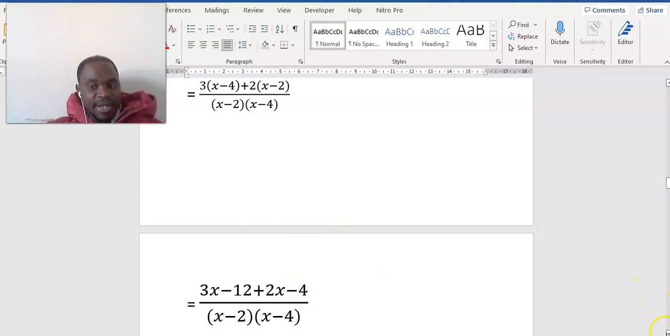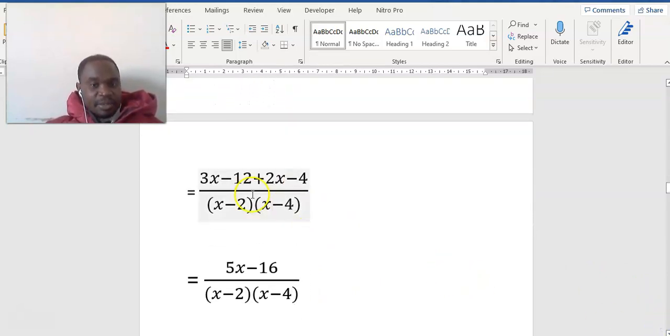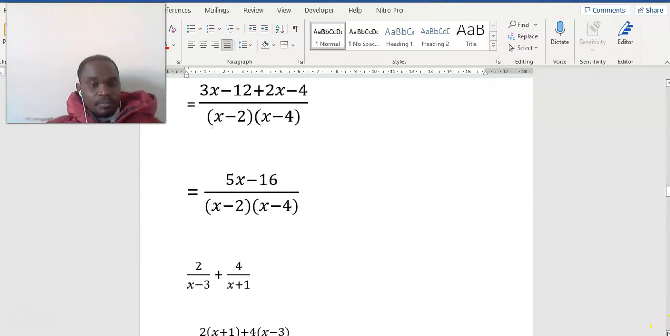There are like terms here. What are the like terms? Let's look at the like terms. 3x plus 2x gives us what? 5x. Minus 12 minus 4 gives us what? Minus 16. Okay, so we are done with that one.